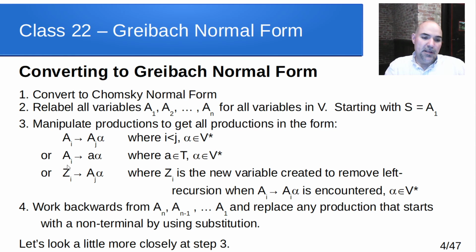And then the third one is this Z sub i produces A sub j alpha. Now you might say, well, what is Z sub i? Where did that come from? That was going to be a new variable that gets created when we remove left recursion. So it's okay to have those new variables that were not in the original grammar. And if you remember, when we get rid of left recursion, we have to introduce a new variable. So we're going to introduce that. But in this case, when we introduce that new variable, it's going to produce this A sub j alpha just like that does up there. So those ones are okay.